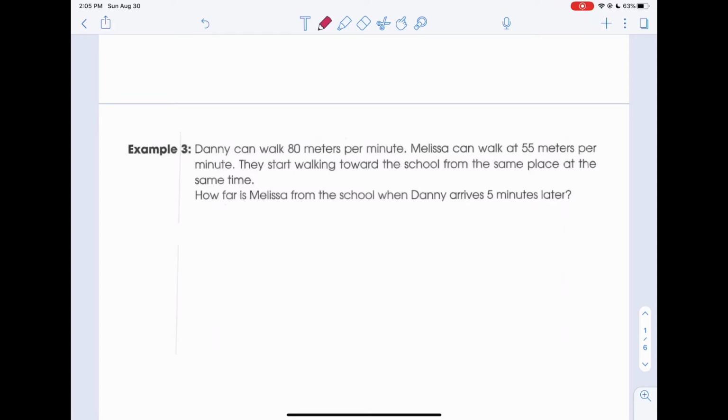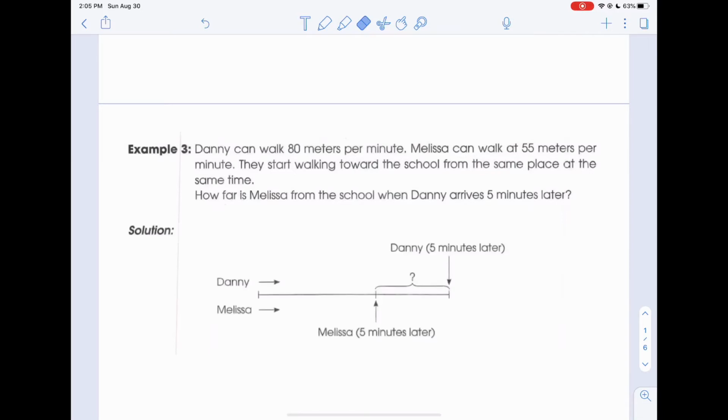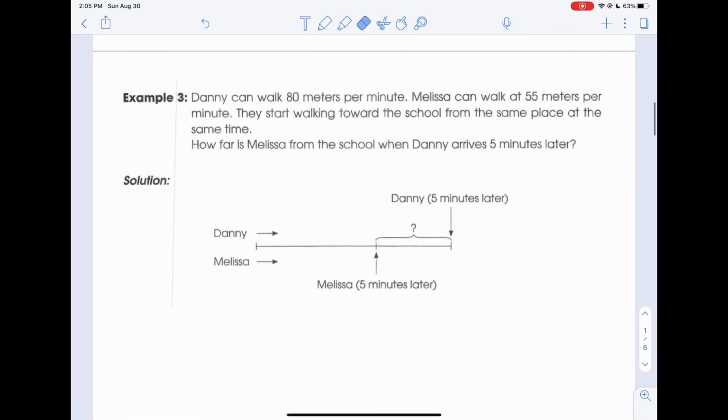So if it's easier, what you can do is draw it out, right? Danny and Melissa are at the same place. Danny is walking, Melissa is walking, but then Danny is here 5 minutes later at school, but where is Melissa? How far is she? What is this distance right here 5 minutes later when Danny has arrived?